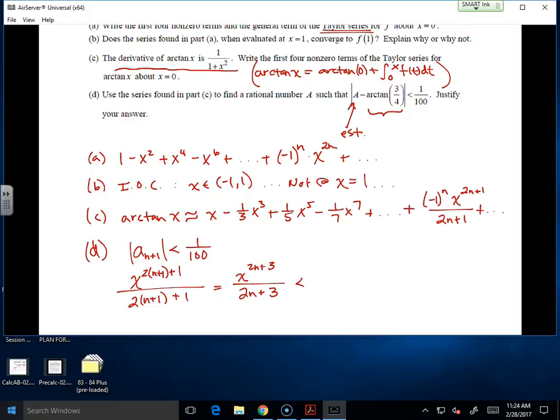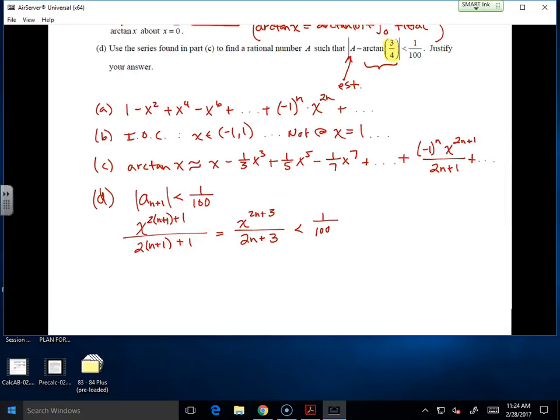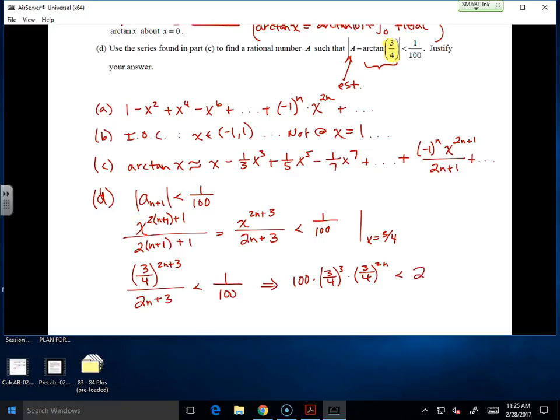And then cross multiply. Wait a minute, I have too many variables. 3/4, plug them in. So what is 3/4? Can't I say from this, kind of like our "such that"? That's what I'm plugging into arctan. So I have 3/4, so 2n plus 3, all over 2n plus 3, is less than 1 over 100. 2n plus 3 is less than, so I can say 100 times 3/4 cubed times 3/4 to the 2n is less than 2n plus 3, right?